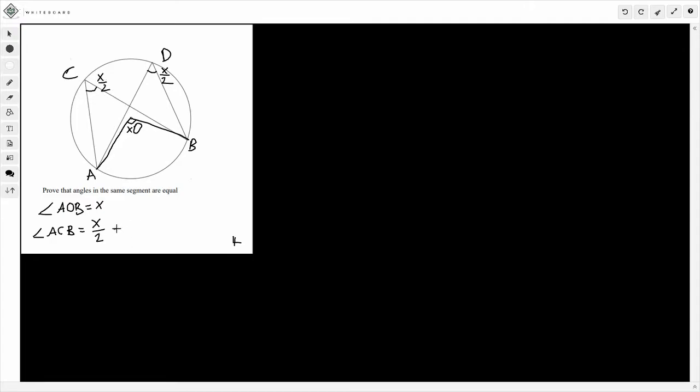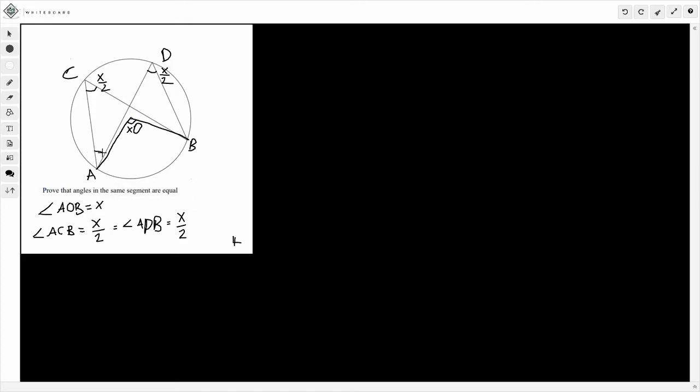And then we can also say the same for this angle here. So angle ADB, because we're going from A to D to B. So this is this angle here, ADB. It sounds like a D, believe it or not, it's very poorly written. ADB. This is also X over 2. And therefore, these are equal. So because these are equal, we've proven that the angles in the same segment must be equal.